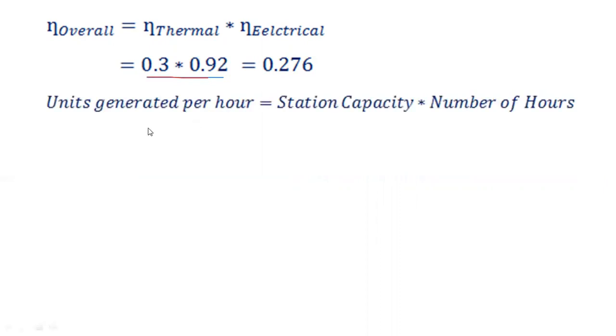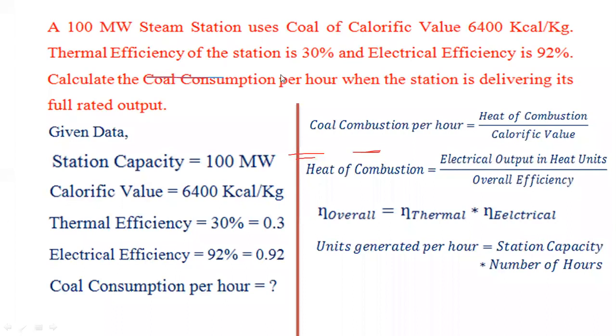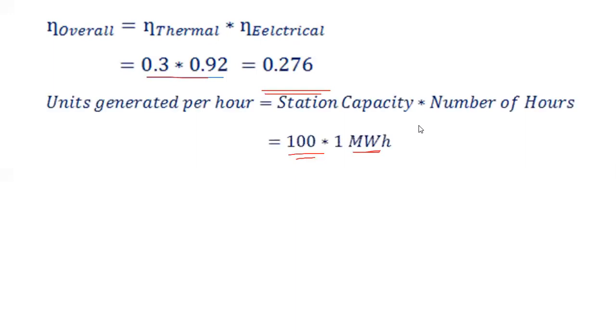The next one, units generated per hour. In 1 hour, how many units are we generating? That is station capacity into number of hours. The station capacity is 100 megawatt, and in the problem it is clearly mentioned per hour, only 1 hour. So the station capacity is 100 megawatt and the number of hours is only 1 hour.